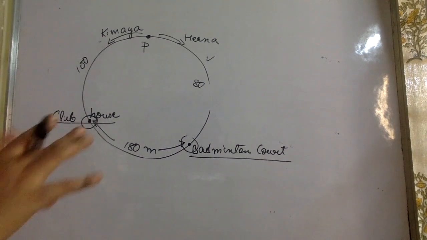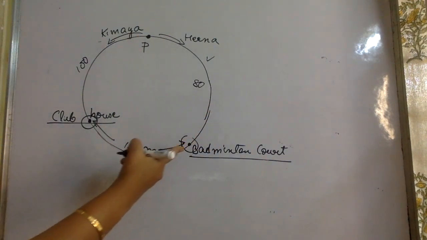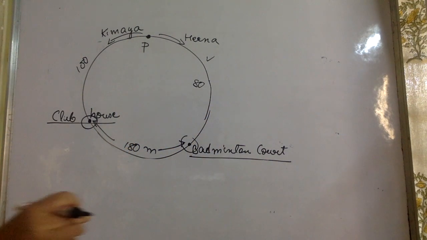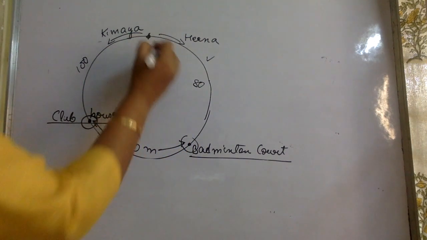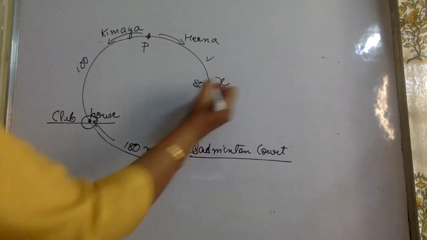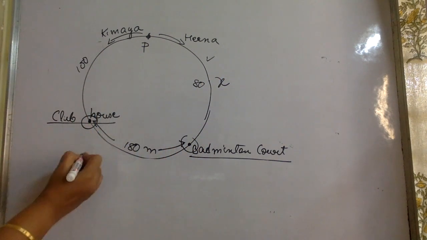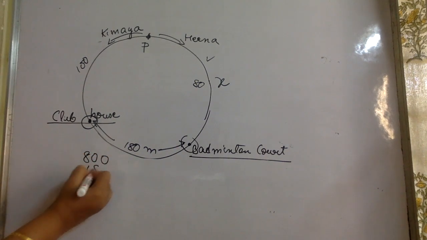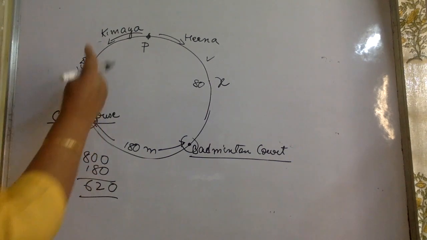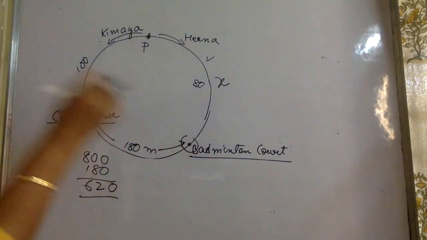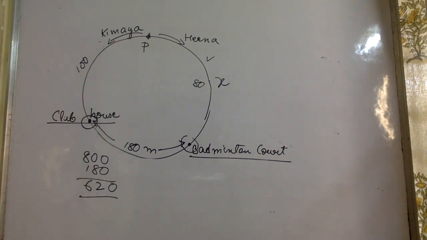So this is our diagram now. Let me take the distance travelled from P to the badminton court as x. Here 180 is already subtracted from 800, because total was 800. Subtract 180, you get 620. 620 is the sum of this and this. Now this side is x.